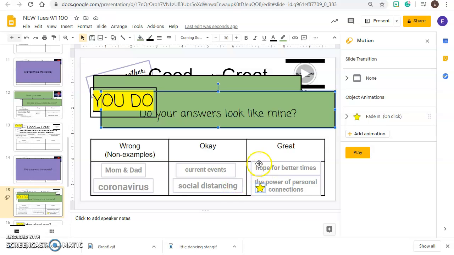However, compare that to the great ones. So really the underlying message and the underlying concept that he is singing about is he has hope for better times. He is looking ahead to the future and thinking about how great it will be when social distancing can be done. So this is more than 1 or 2 words. However, it's a phrase that goes together. It's not a complete sentence. It's one idea, so that's still considered a topic. This is your best answer, the power of personal connections.